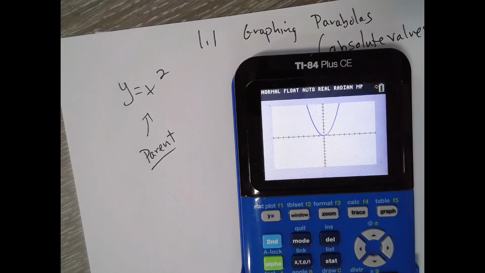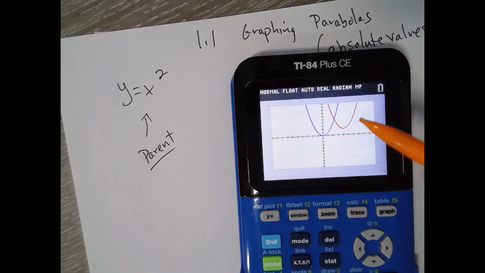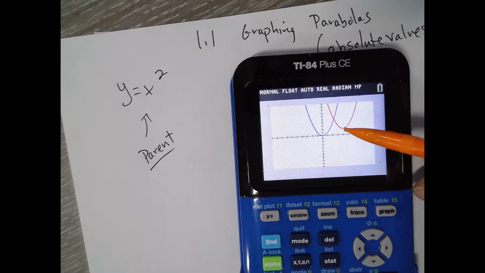So it's all going to be about something called the vertex. The vertex of a parabola is either the highest point or the lowest point. It's where it stops and changes direction. That vertex right there is 4 to the right and up 2. And that's how we're going to graph.